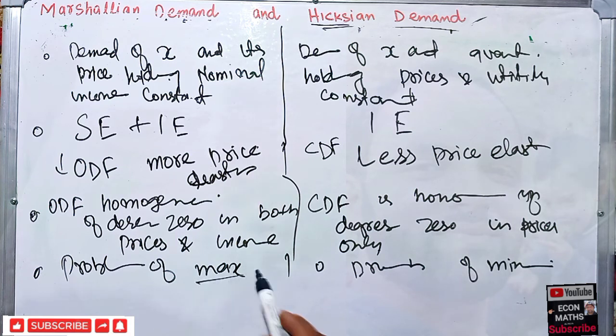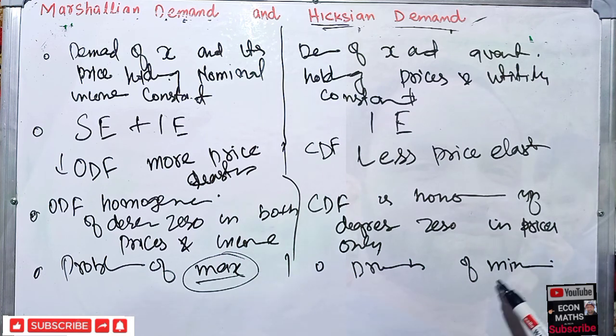That is, we want to maximize our utility holding the budget, nominal income, constant. In case of the compensated demand function, we hold the utility constant and we want to minimize our expenditure.